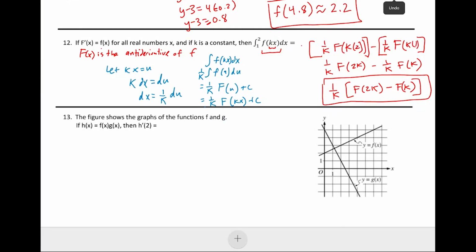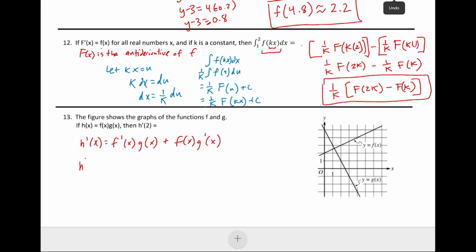Okay, number 13, last problem here. The figure shows the graphs of the functions f and g. If h of x is f of x times g of x, then what's h prime of 2? So first, let's find h prime of x, which is going to be the derivative of h. And so if we're trying to differentiate h, we need to use the product rule, since we have f times g. So using the product rule, we're going to have f prime g plus f g prime.